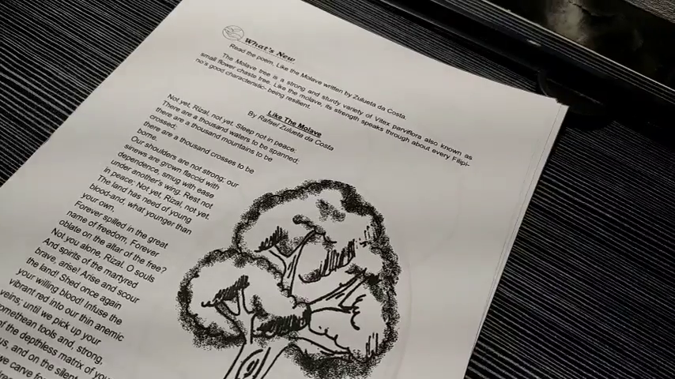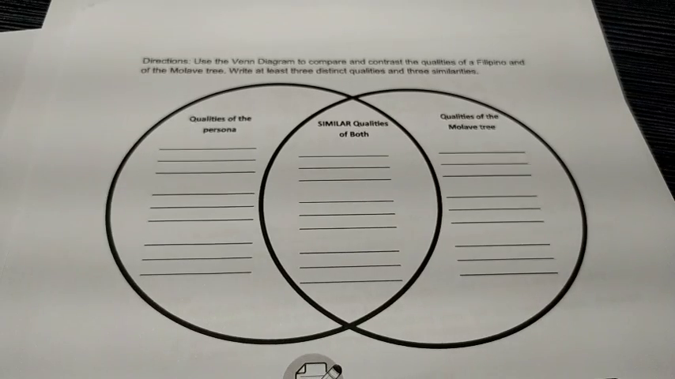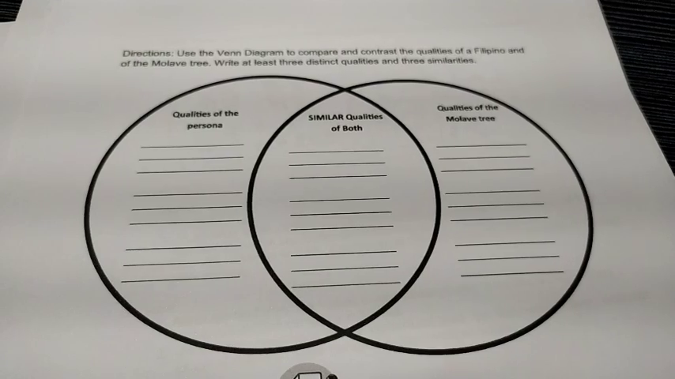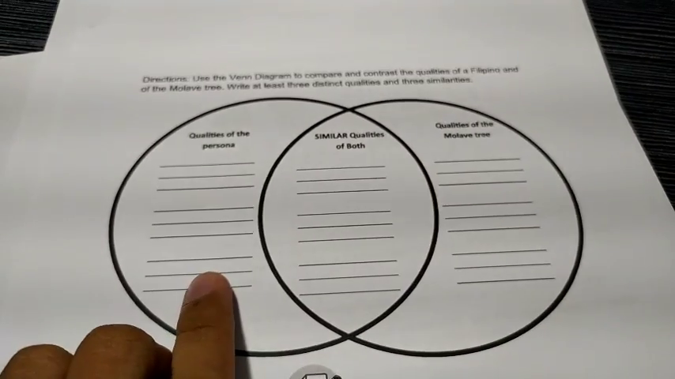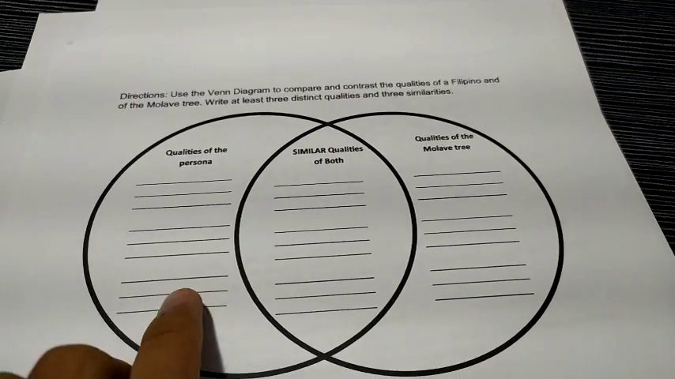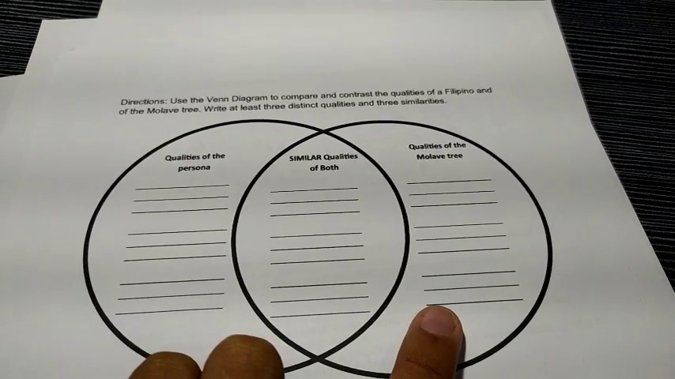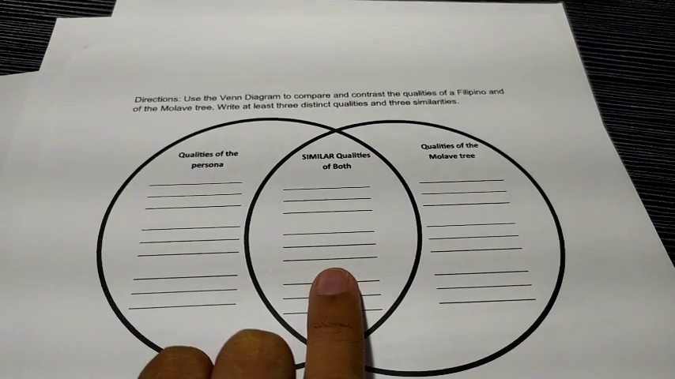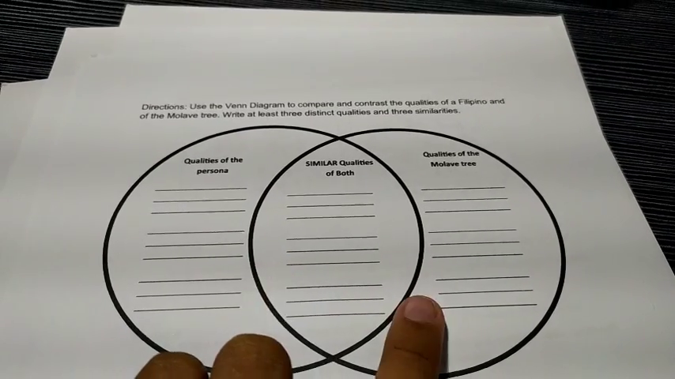So for what's new, you have to read Like the Mulave by Rafael Zulueta de Costa. After reading the text, you will complete this Venn diagram, qualities of the persona or the Filipino. You will write here what qualities of Filipino the Mulave tree does not have. And here you will write the qualities of the Mulave tree which the Filipinos do not have. And in the middle, you will simply write the similar qualities of both Filipinos and the Mulave tree.